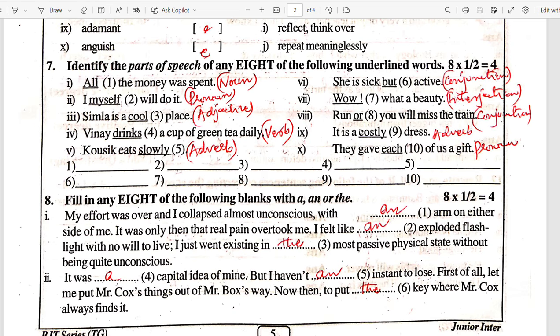Here it is acts like a... I'm a bit confused. It's okay. It acts like an adverb. They gave each of us a gift. Each of us. Each, related to here, is a pronoun. Sorry, it is a costly dress, which means you're talking about a dress which is costly. It is an adjective, definitely.